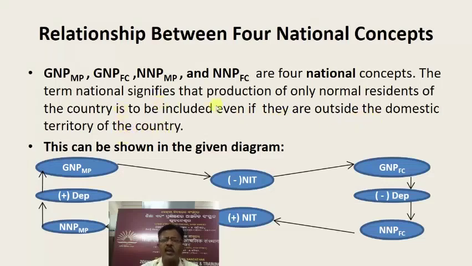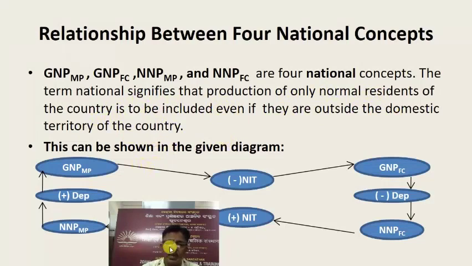So this is very important. Like in the domestic aggregates also it was clarified, production within the domestic territory. So in the domestic concept, production within the domestic territory. But in national concepts, production by the normal residents wherever they are, even if they are outside the domestic territory, but they are the normal residents. So the term national signifies that production of only normal residents of the country is to be included even if they are outside the domestic territory of the country.